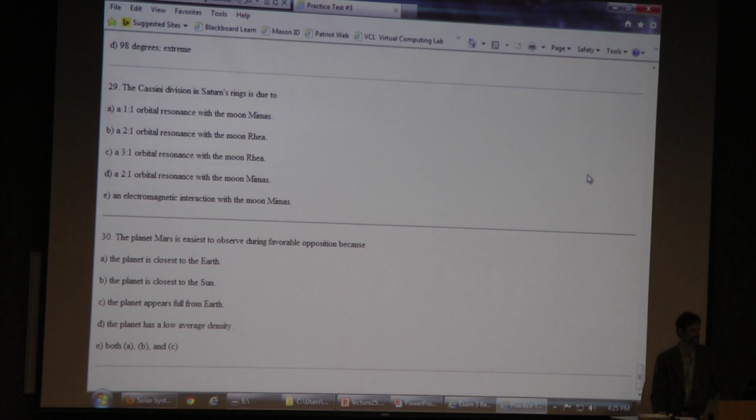The Cassini division of Saturn's rings is due to what? We just went over this. I'm sure you're going to nail this. Exactly, D. 2-to-1 orbital resonance with Mimas.